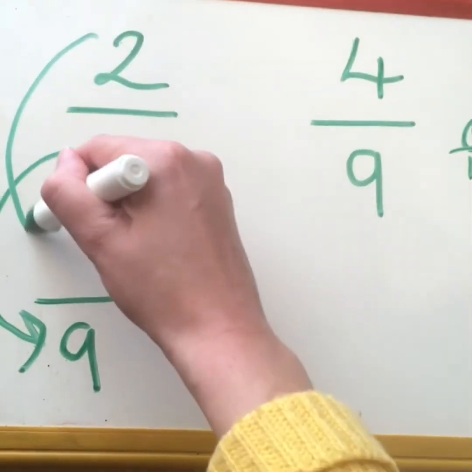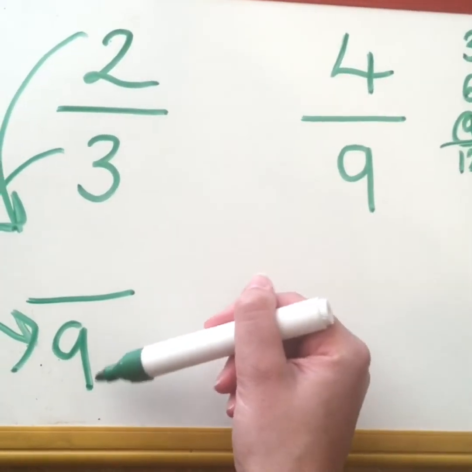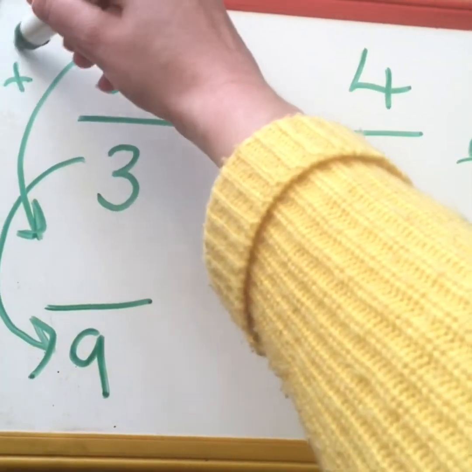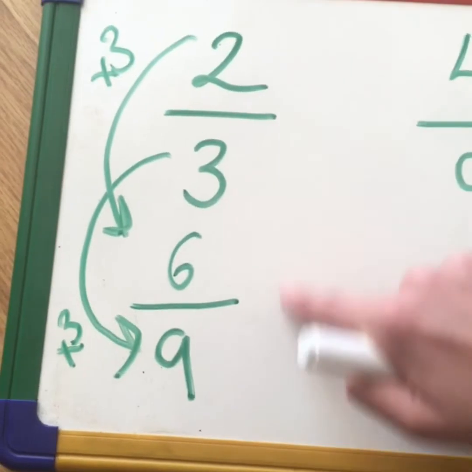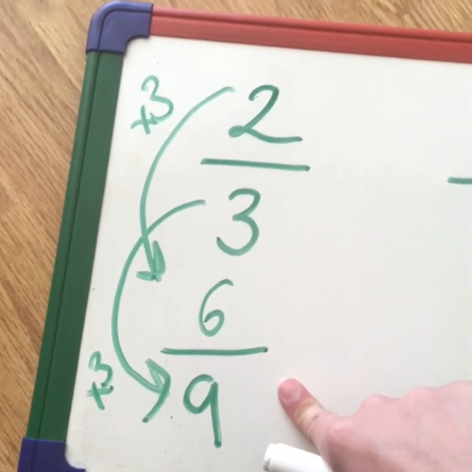So what am I going to times the numerator by? Because what I do to the denominator, I also do to the numerator. So I'm going to times it by 3. 2 times 3 is 6. So these two fractions are equivalent. 2/3 is equivalent to 6/9.